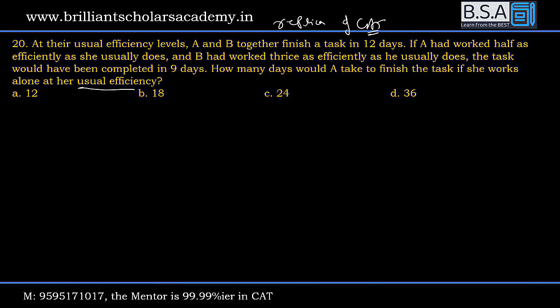So let's start from this hint that they can complete the work in 12 days. Let us say the speed of A is A and the speed of B is B. Speed into time is equal to work. When A works at half of the efficiency and B works at 3 times of the efficiency, the work is done in 9 days. This is the actual work. Never multiply or divide numbers here. When you rewrite, then do that.